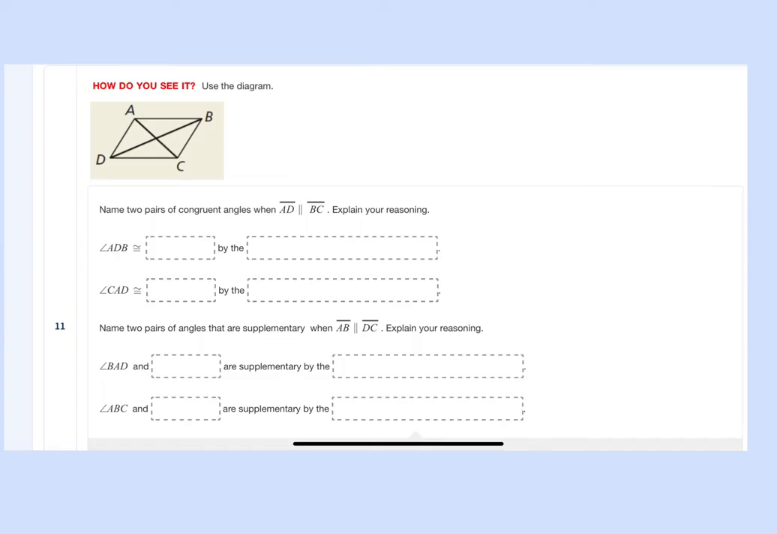Okay, all right, so this was number 11 on the homework because somebody had a question on this one. It's hard when you're looking and those lines are not extended.